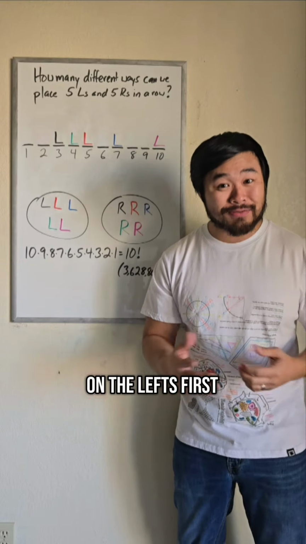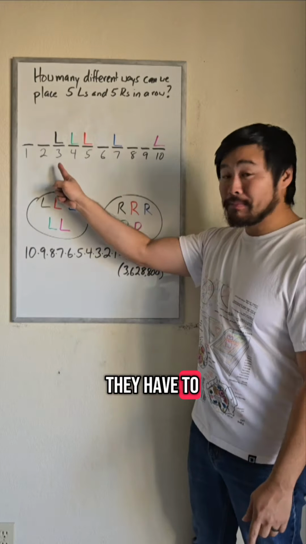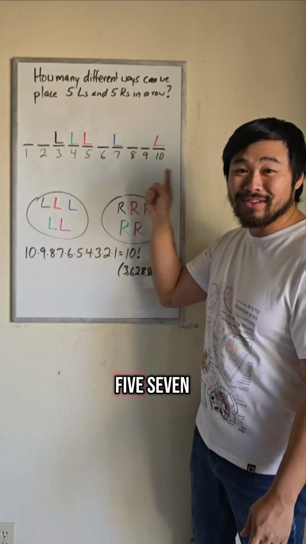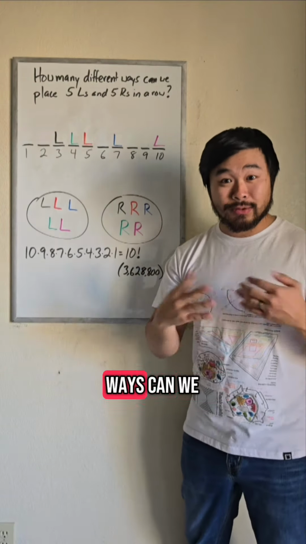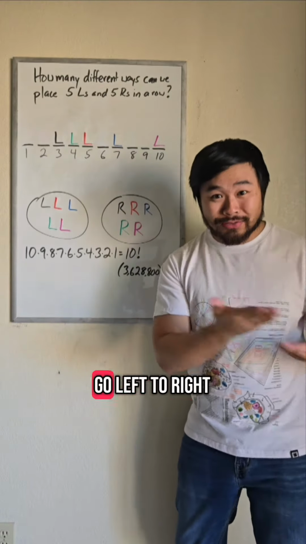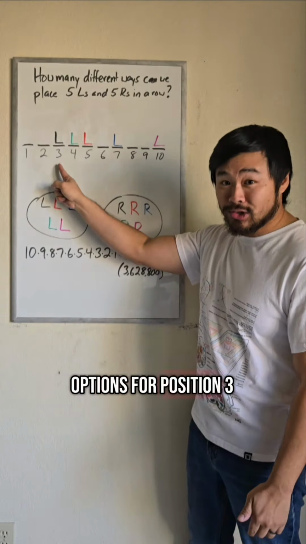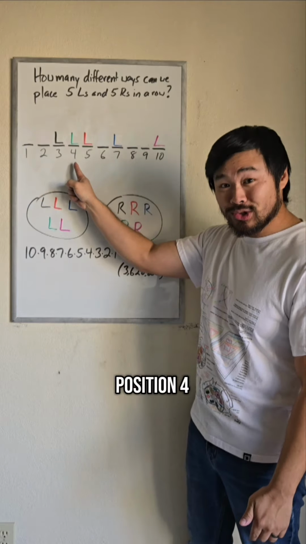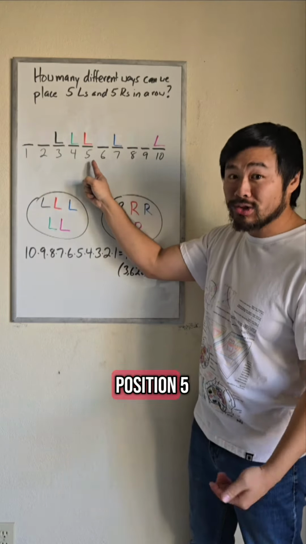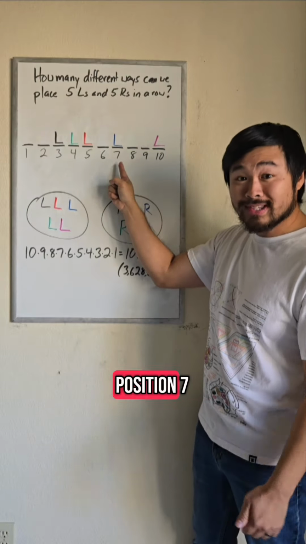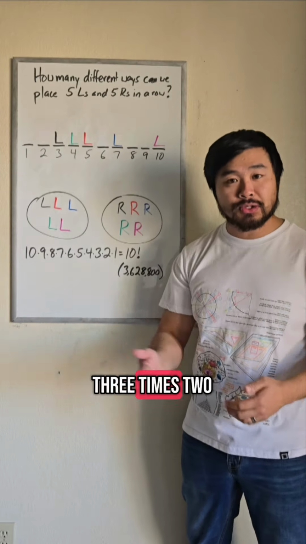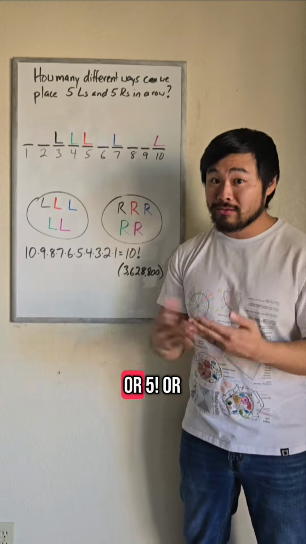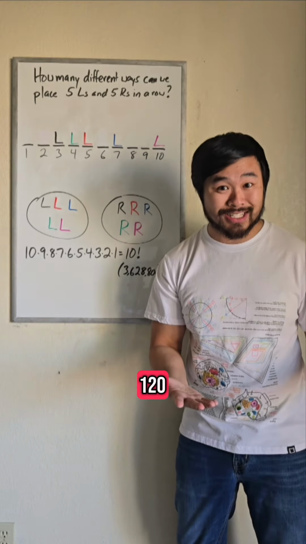Well, let's focus on the lefts first. Let's say that they have to stay in positions 3, 4, 5, 7, and 10, but we can arrange them as much as we want. How many different ways can we arrange them? Well, if we go left to right, there are 5 options for position 3, 4 options for position 4, 3 options for position 5, 2 options for position 7, and 1 option for position 10. So 5 times 4 times 3 times 2 times 1 different positions, or 5 factorial, or 120.